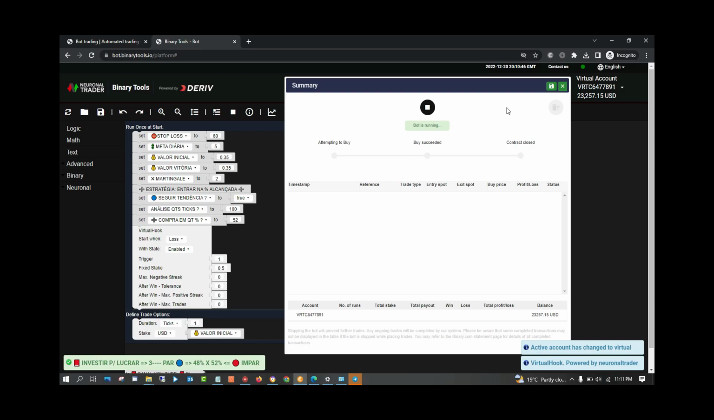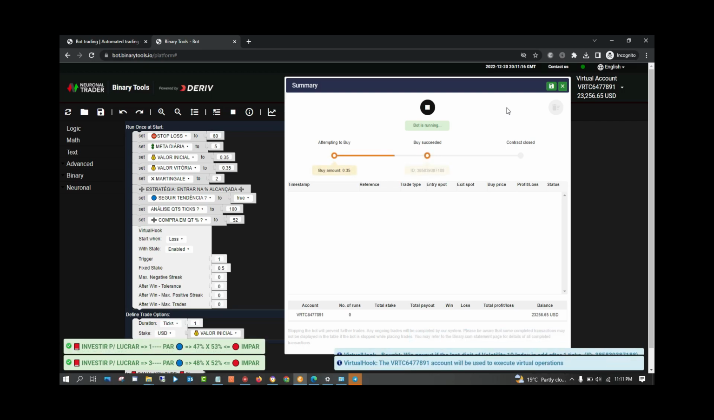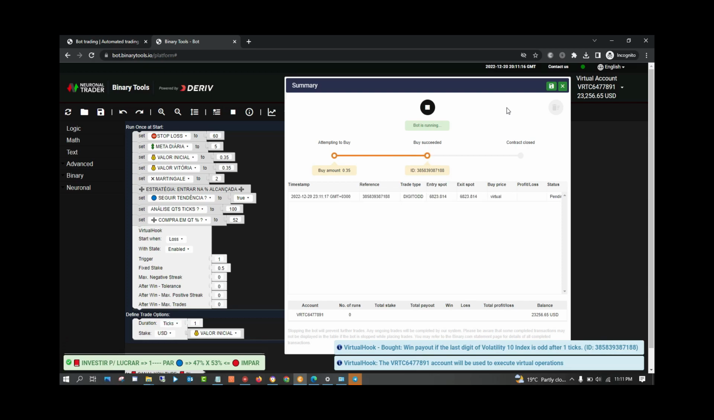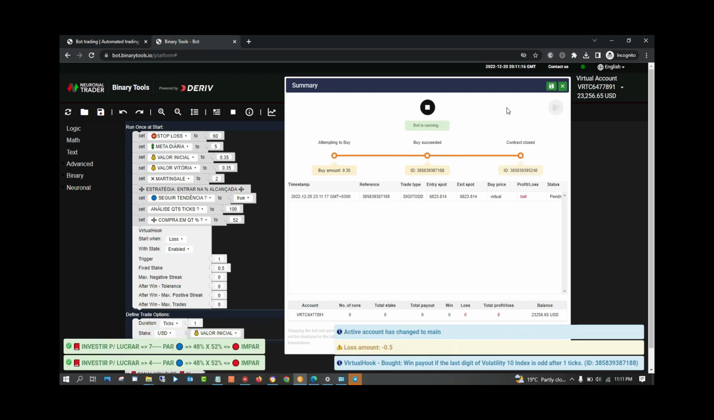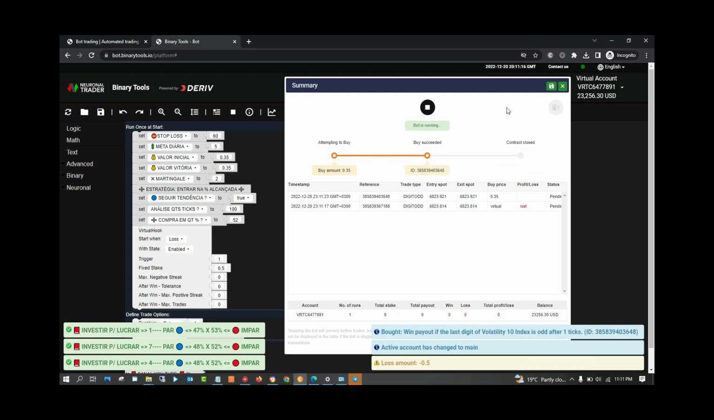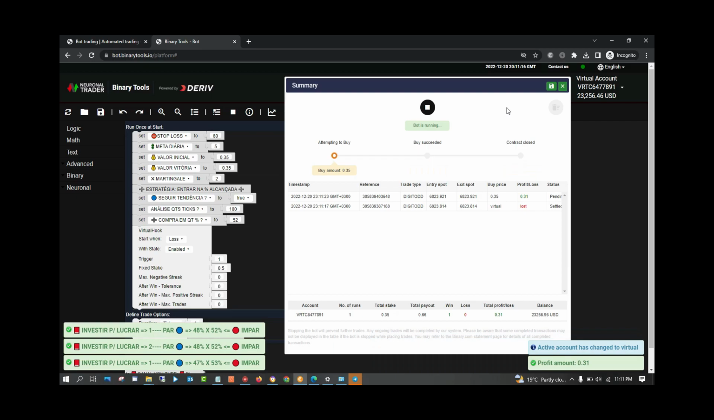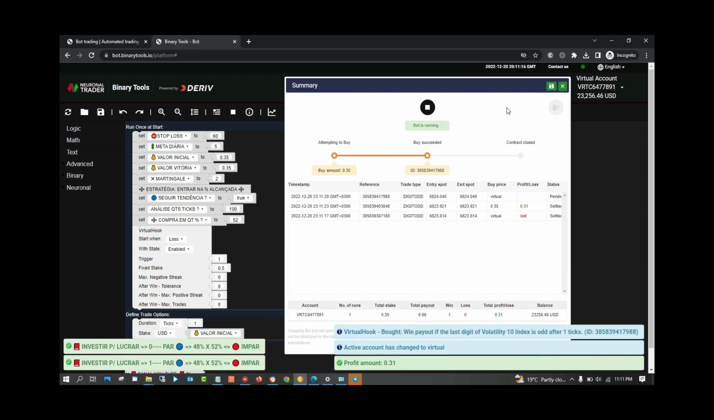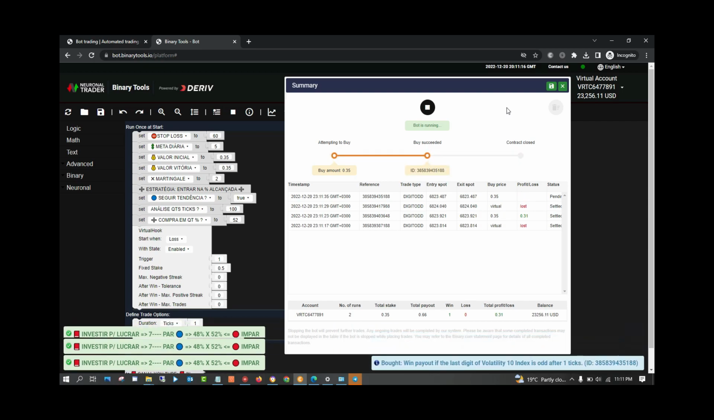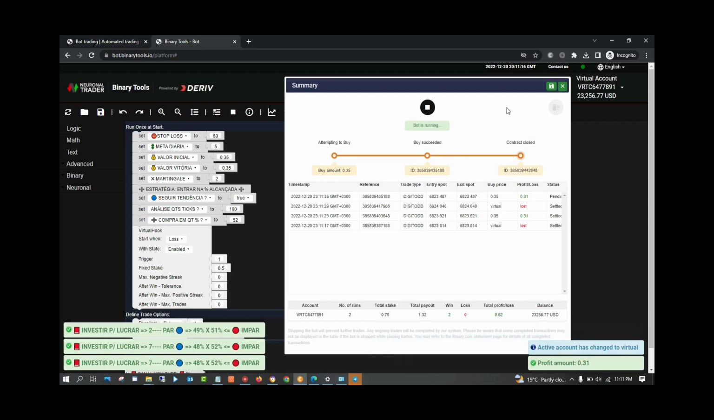So you see the bot is running. Now the bot starts with a virtual account. After losing on a virtual account, it goes to real account, okay? After winning, it switches back to virtual, okay? It loses on a virtual, it turns back to real, as simple as that. And it now goes to virtual, okay?